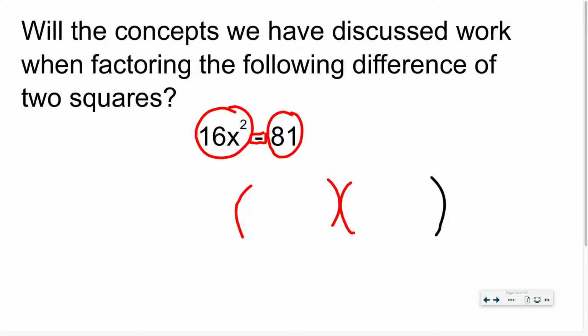Okay, so if that is true, how would this factor? The first term would be a 4x. The last term would be a 9. One would be a positive, and one would be a negative.